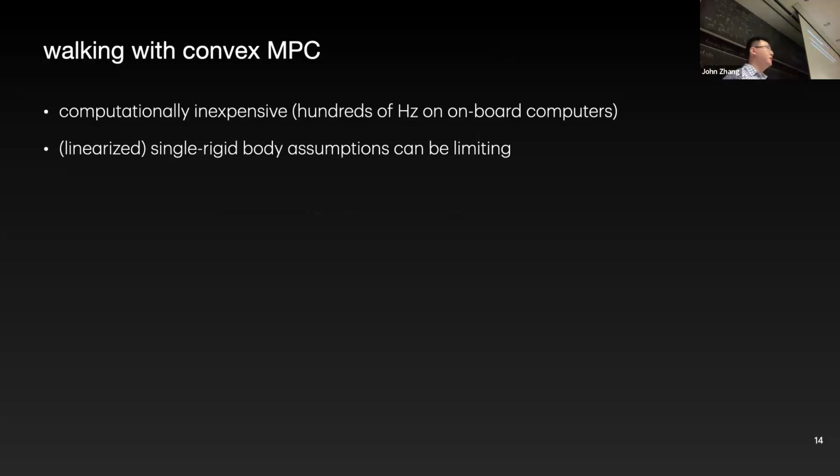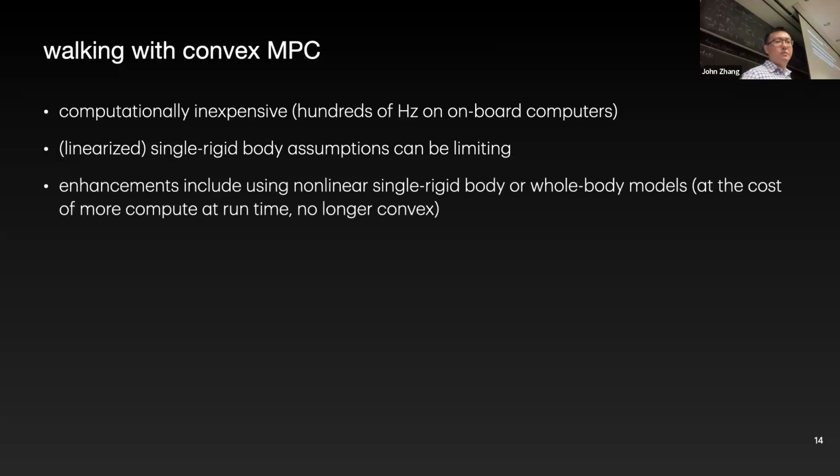And the annoying thing is that the linearized single rigid body model can be limiting at some point. We're doing essentially 2 layers of model simplification: we're reducing the order of the robot to just a single rigid body, and we're linearizing. Ideally, if compute wasn't an issue, you would do some sort of nonlinear MPC, where you're taking a nonlinear single rigid body model, or if you have more compute, you can do the entire whole body model of the robot.